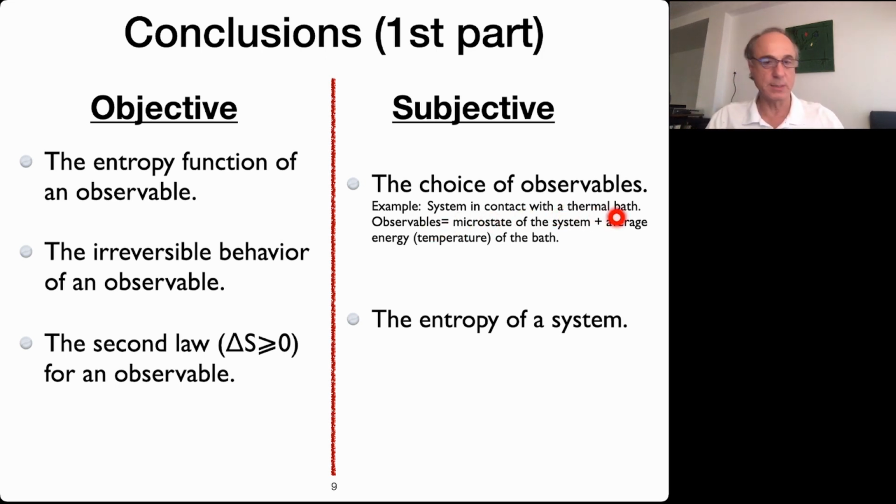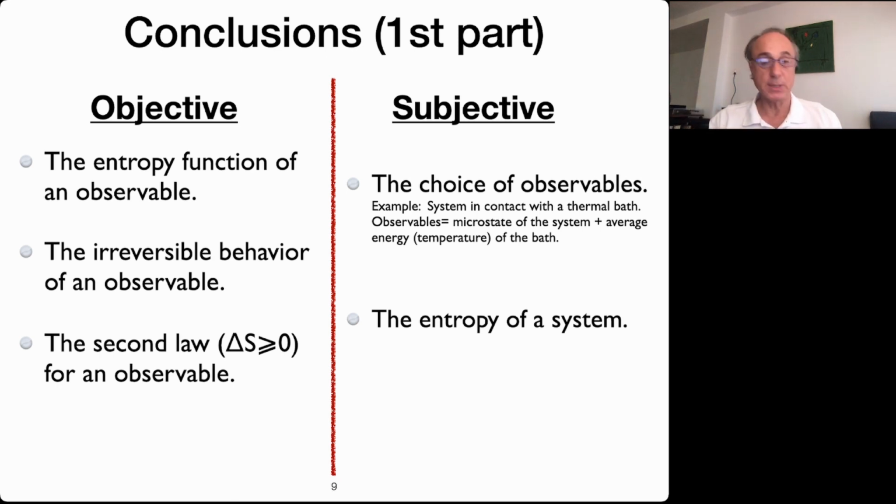When we have a system in contact with a thermal bath, usually we take as observables the microstate of the system, and we say that the observer has no access to the details of the bath. So it has access only to the average energy of the bath, or the temperature. With this choice, we can derive formulas for the entropy production using the Clausius expression and so on. So in this case, the physical scenario imposes the choice of observables in a kind of objective way, although the separation of what is the system and what is the bath is not always 100% objective.